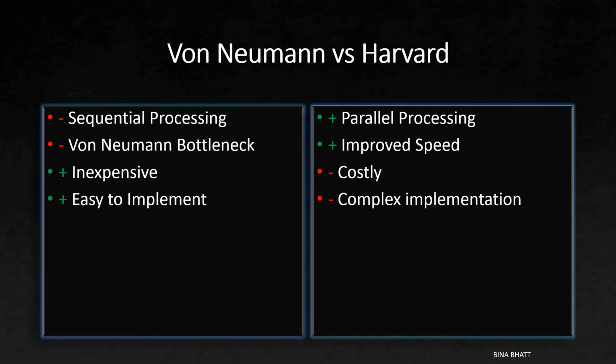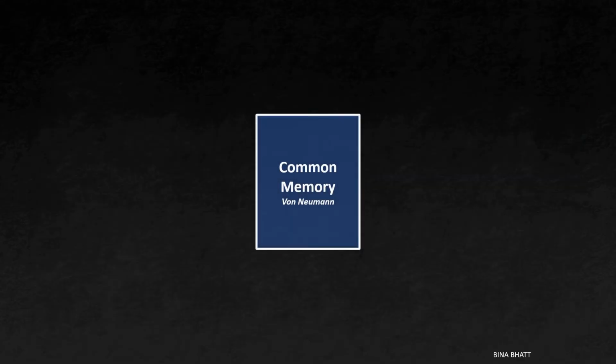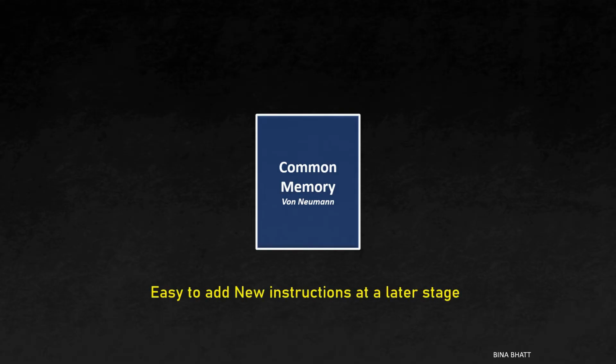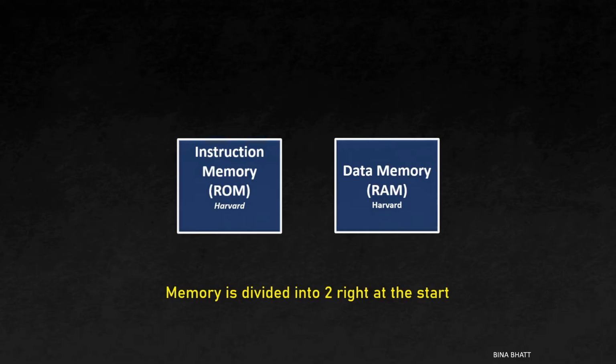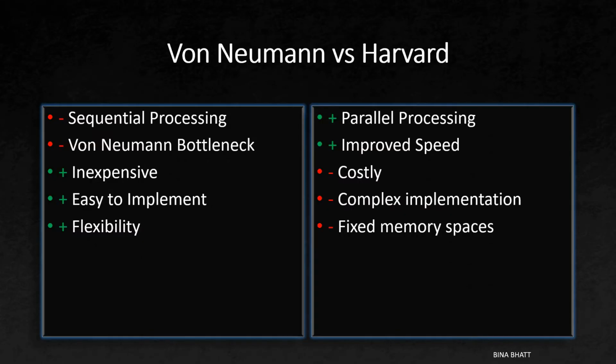Von Neumann is clearly easier to implement than Harvard architecture, as you require only a single block of memory for both data and instructions. In that sense, it also offers flexibility, as you need not bother about splitting the memory between instructions and data. At a later stage, if you want to add new instructions, say in the form of upgrades, then it'll be less challenging in case of von Neumann architecture. In case of Harvard, you have to divide the memory into two parts right at the beginning, which means you will have limited instruction memory. So chances of running out of space at a later stage are more.